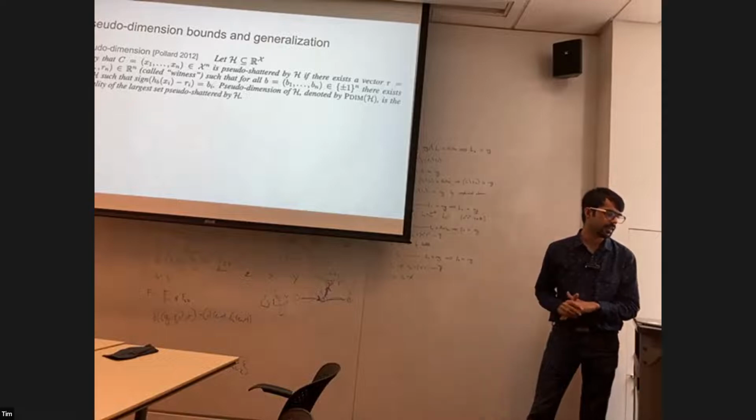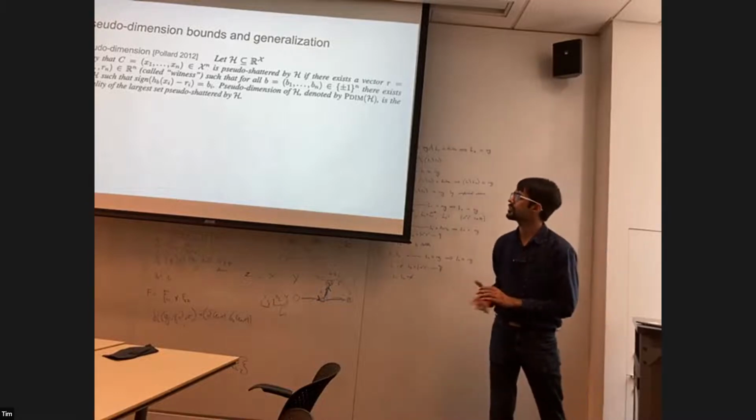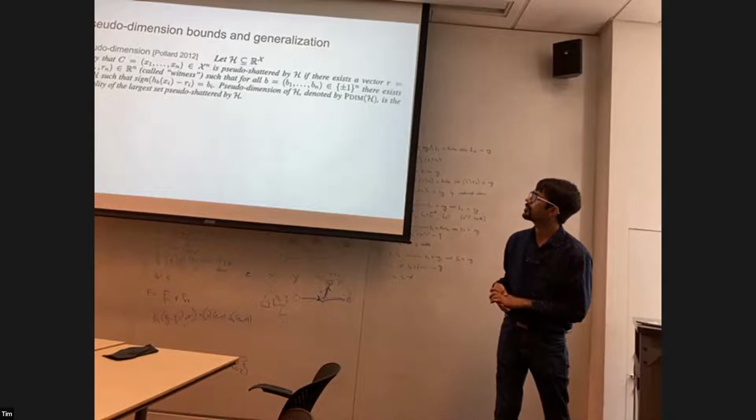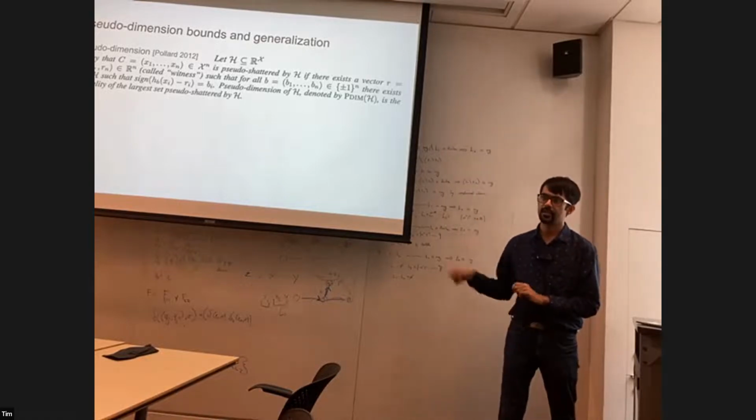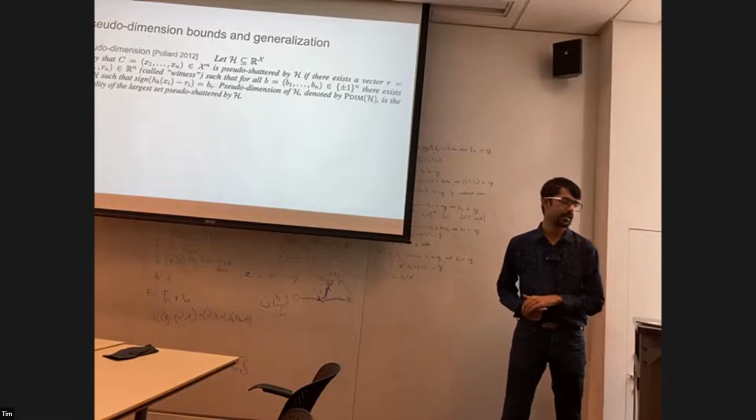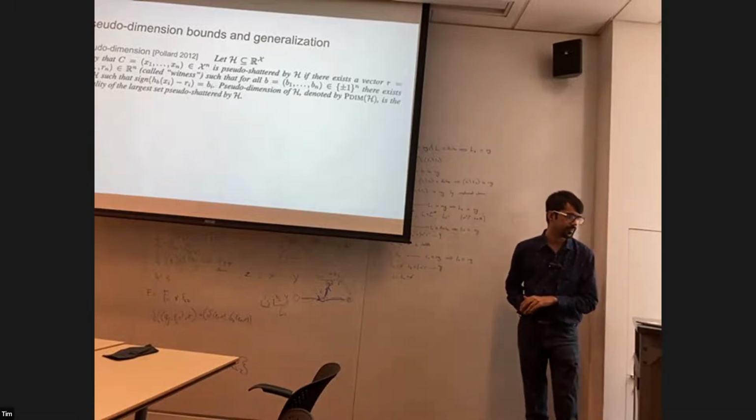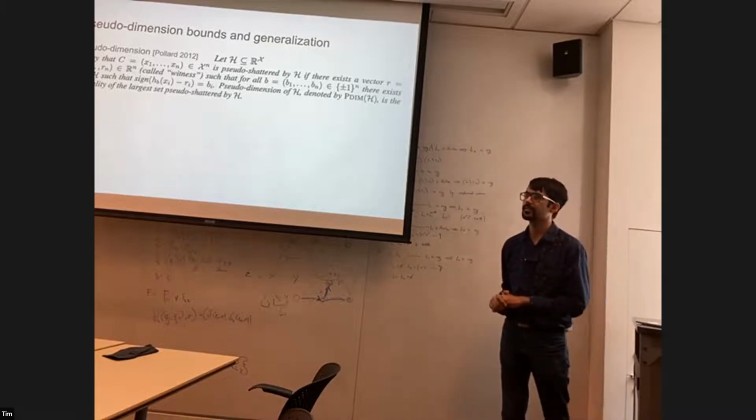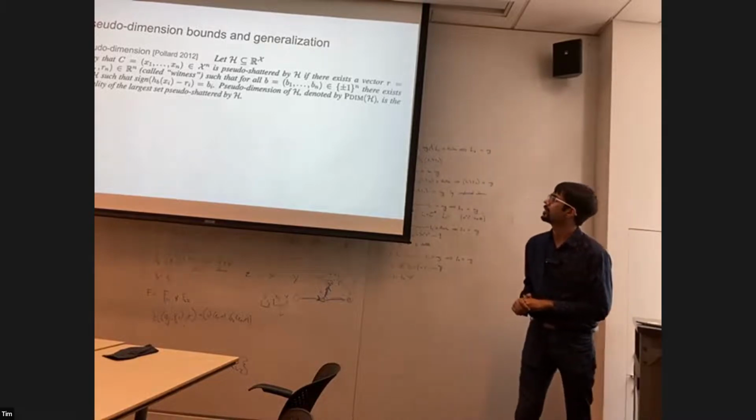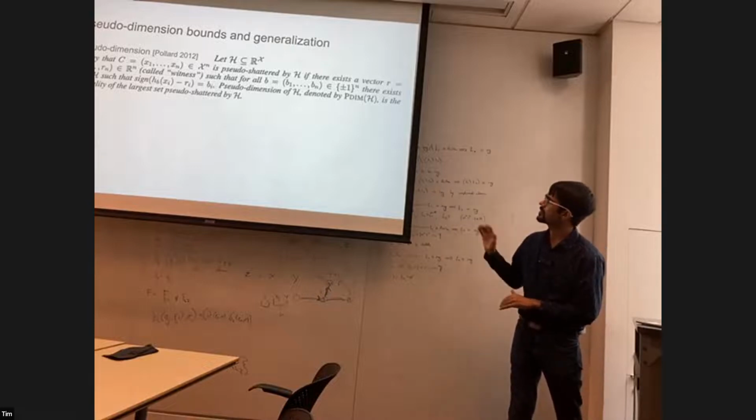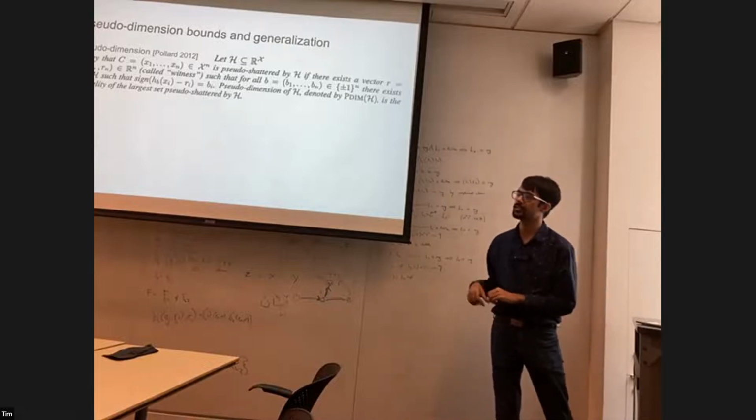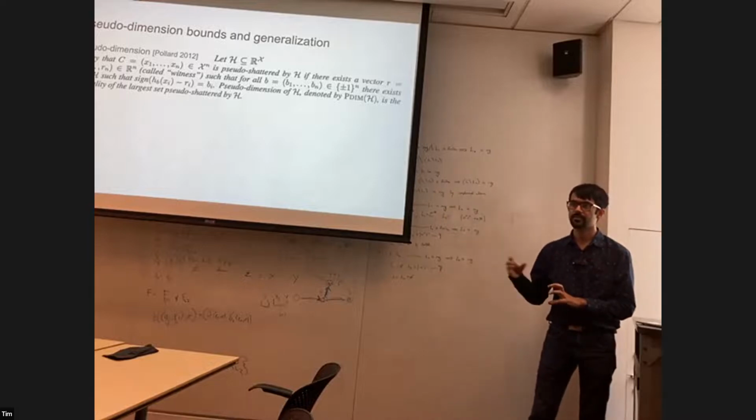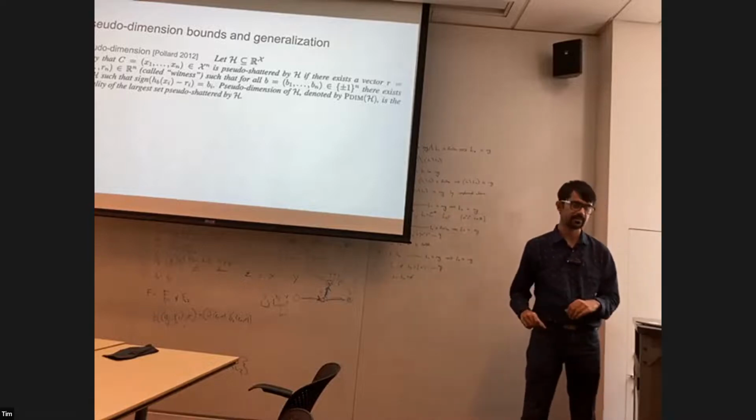So you're given n points from your input space, and you essentially want to say that your function class is strong enough to label these n points in all possible 2 to the n combinations. Right. So that's intuitively what this definition is doing. And yeah, pseudo dimension is essentially the largest possible set that can be shattered, or labeled in all possible ways, by your function class.